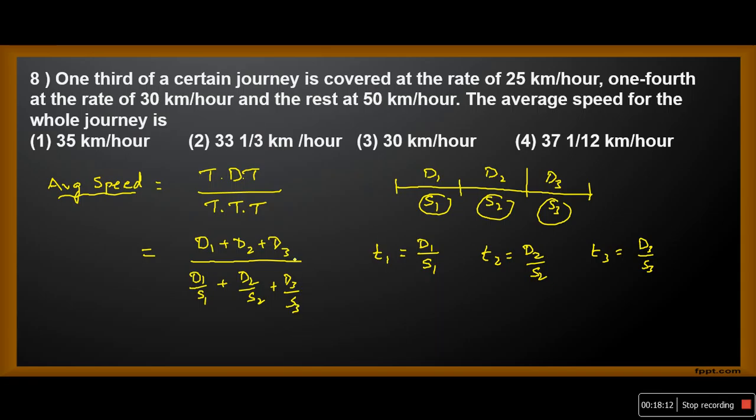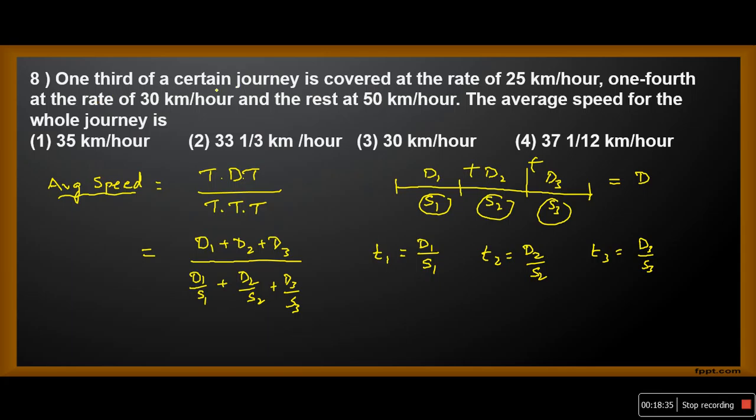Is this clear? Because average speed is nothing but total distance traveled by total time taken. We are considering the distances D1, D2, D3. Now read the question carefully. Let us say the total distance is D, because D1 plus D2 plus D3 is nothing but D. Let us consider. Now go to the question and get the information carefully.